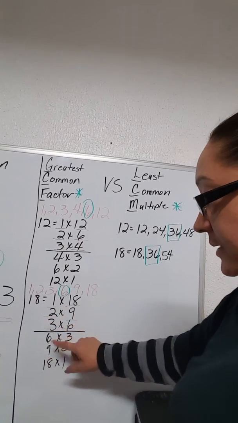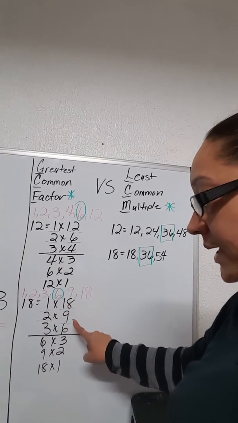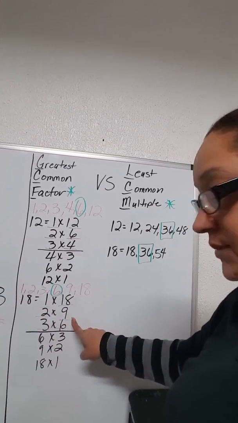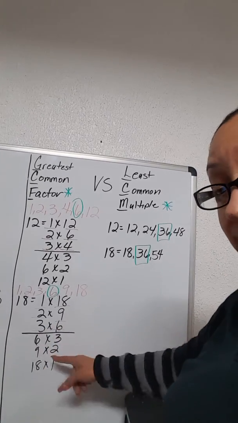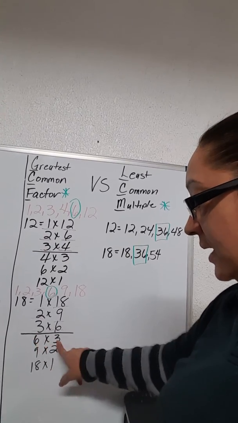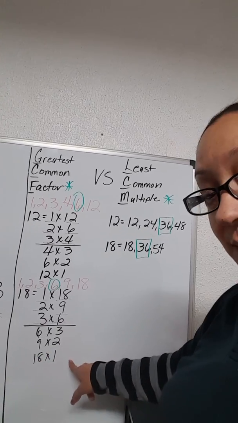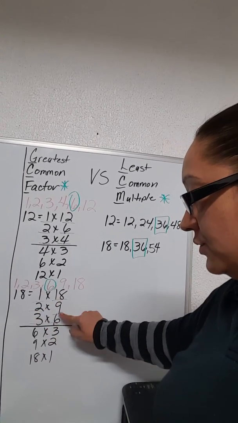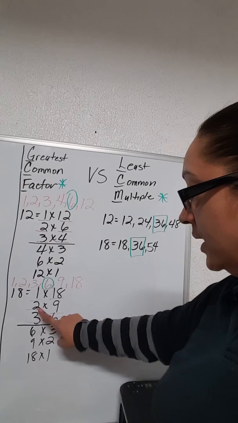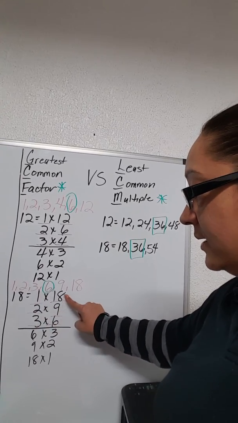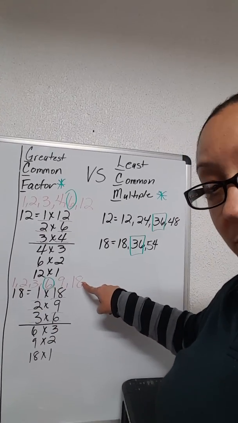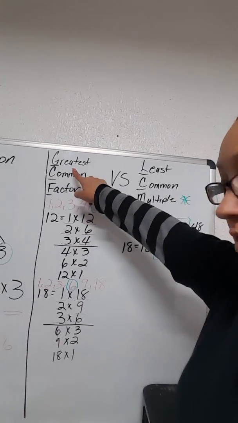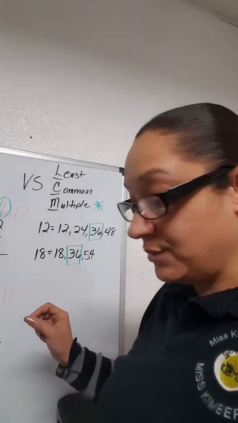I did the same thing with 18. 1 times 18, 1 and 18 are the factors. 2 times 9, 3 times 6. It flips. I drew a line. 6 times 3, 9 times 2, and 18 times 1. And then I made my little U shape. Keeps it in chronological order. 1, 2, 3, 6, 9, and 18. And you'll see I wrote them right here. And then 6 would be the greatest common factor.